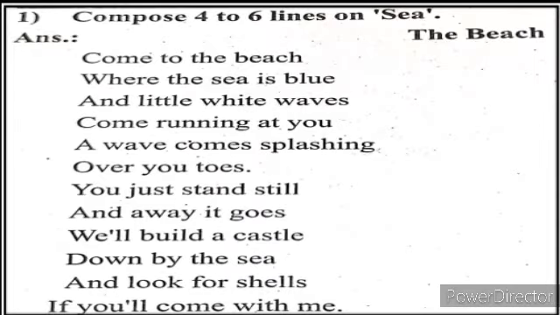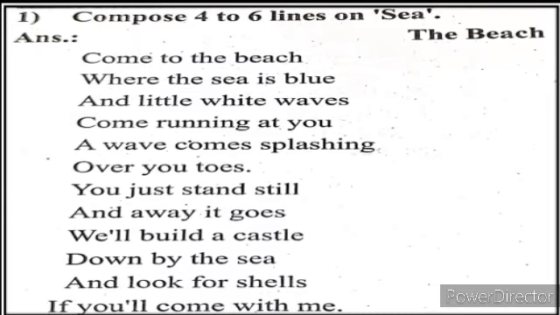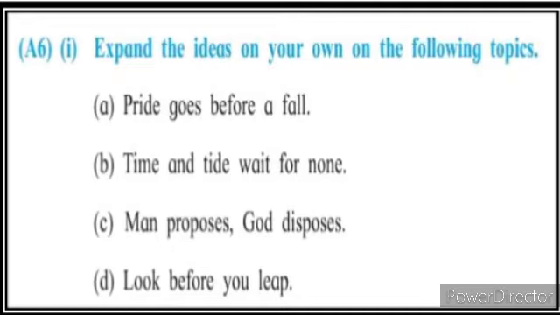Compose 4 to 6 lines on sea. Come to the beach where the sea is blue and little white waves come running at you. A wave comes splashing over your toes. You just stand still and away it goes. We'll build a castle down by the sea and look for shells if you'll come with me. This poem is called The Beach.